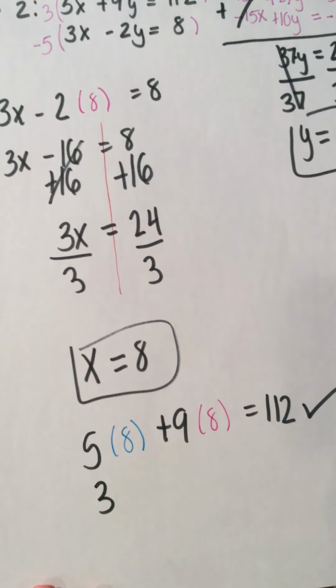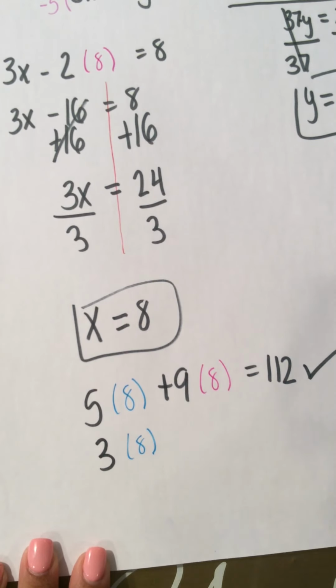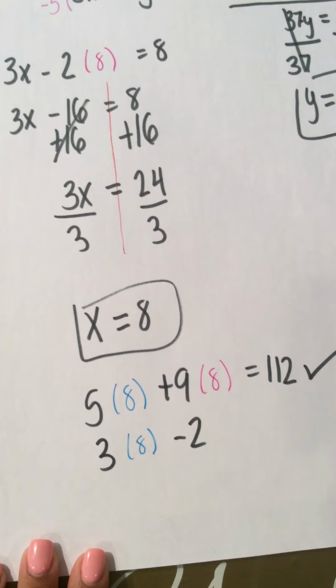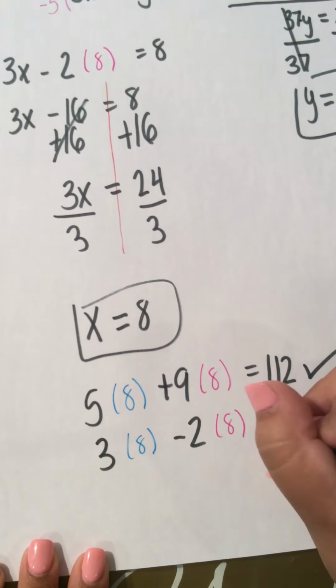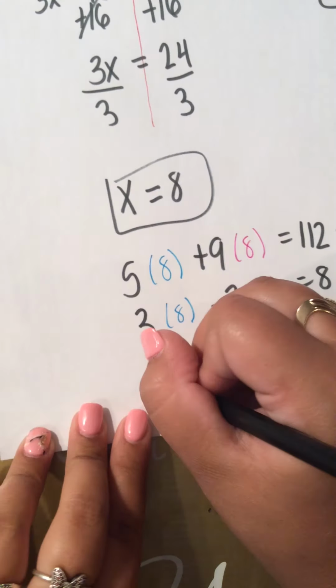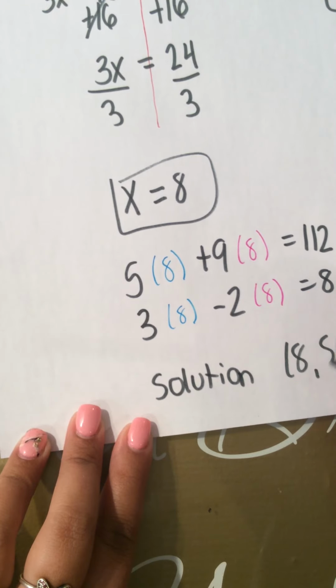Then I'm going to have 3 times my x, which is also 8, minus 2 times my y, which is 8. Does this equal 8? Wow, this problem has a lot of 8s. Yes. So my solution is 8, comma 8.